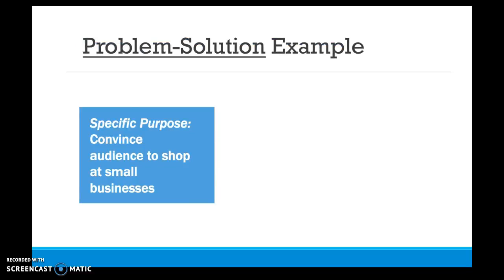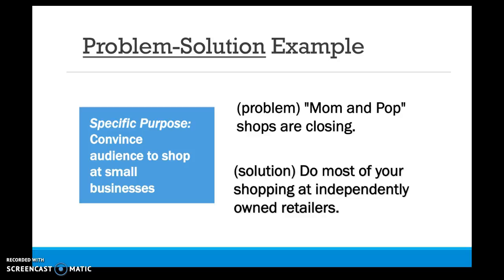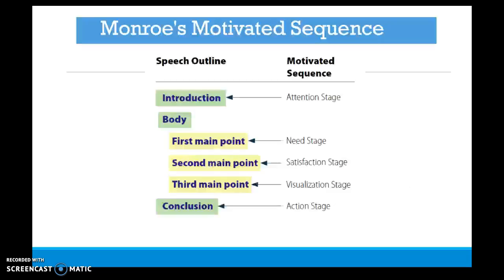So here's an example of problem solution. Convince my audience to shop at small businesses. The problem: mom and pop shops are closing. The solution: do most of your shopping at independently owned retailers. The next one, Monroe's motivated sequence.